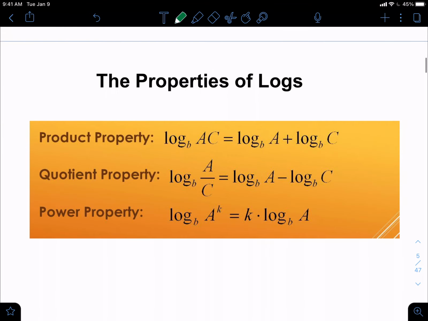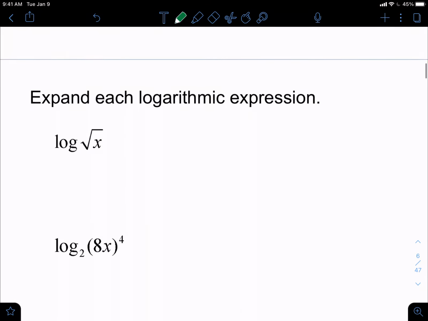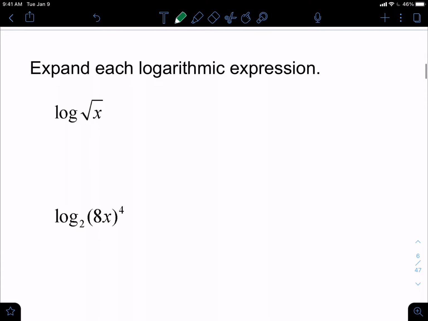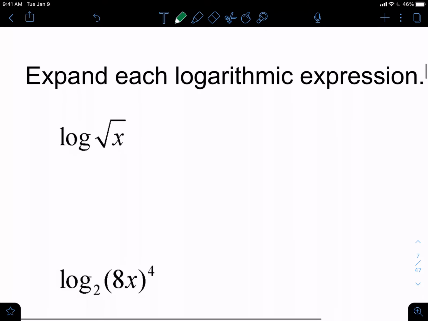This is just a quick summary of your properties of logarithms. So product and the quotient were the two we were using before. And then the power property is the newest one we're introducing. So let's look at a few problems together to get the wheels turning, and then we'll get you going on your homework. Now, right off the bat, this is something we want to get familiar with.